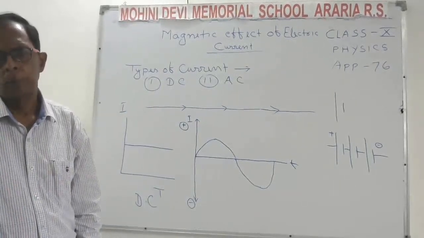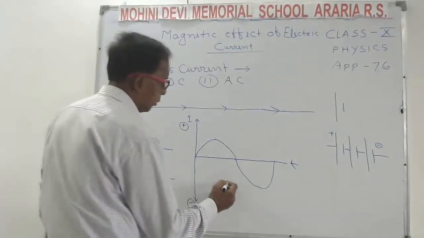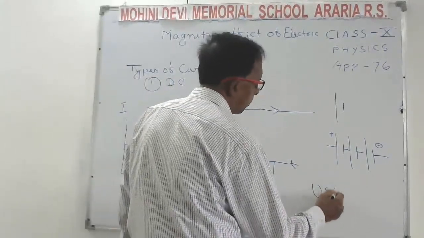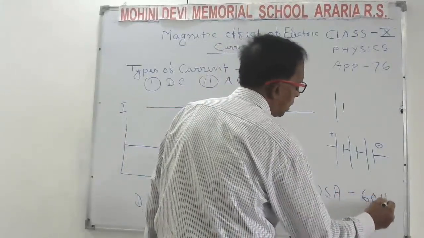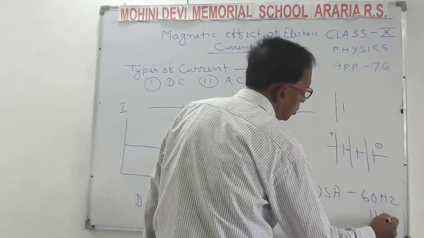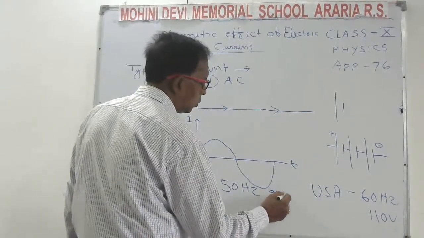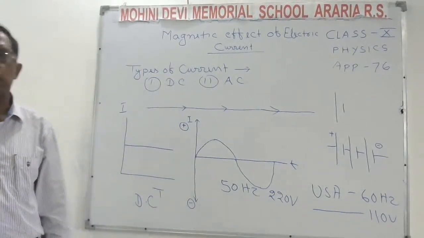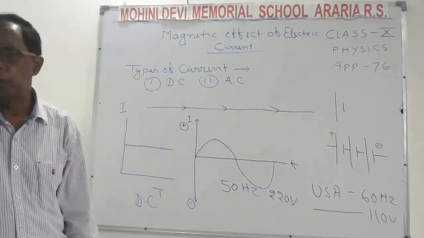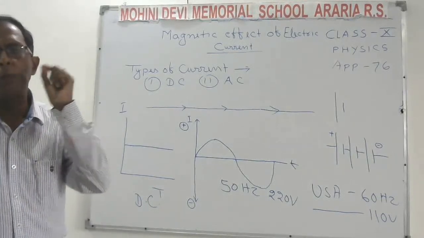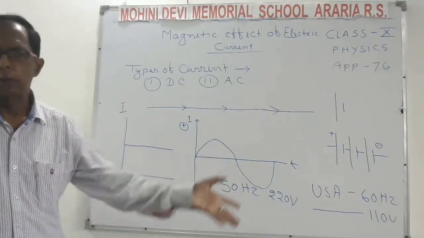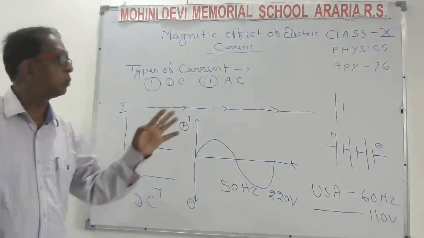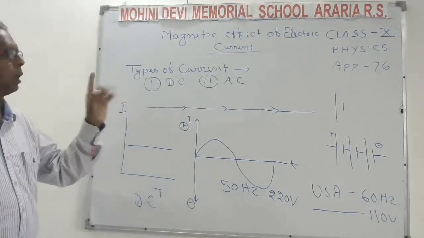In America, the frequency is 60 hertz, and the potential difference is 110 volt. In India, the potential difference is 220 volt. They are more modern in respect of speed, their frequency is greater. And so electrical devices made for America do not run in India. The TV does not run on Indian current supply.